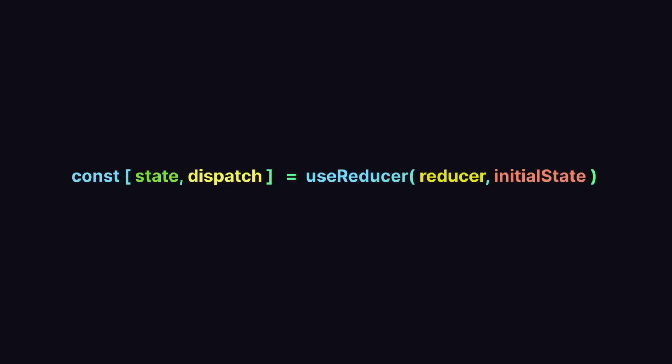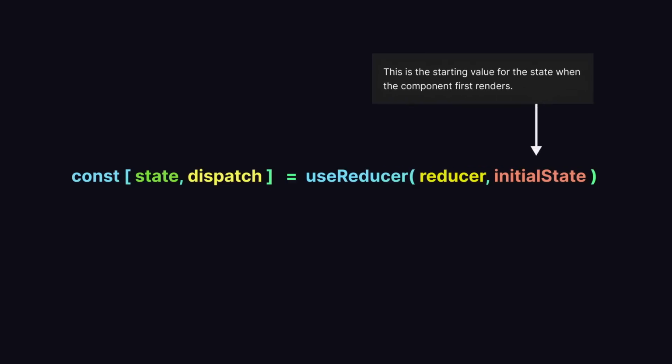So now let's talk about the use reducer initial state. This is the starting value for the state when the component first renders. We are going to be passing some sort of an initial value to that. So if you are building some sort of a counter app, you're going to be passing a 0 value or 10 value or anything like that.